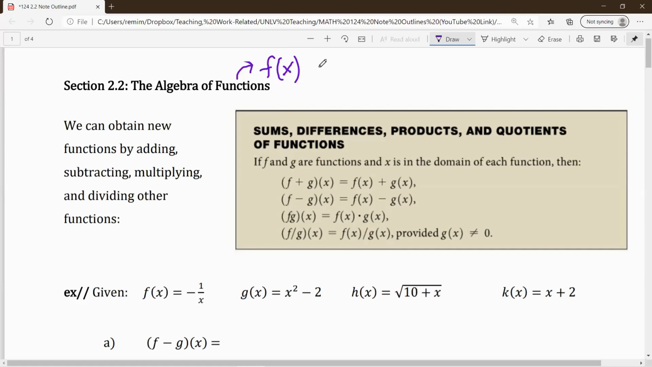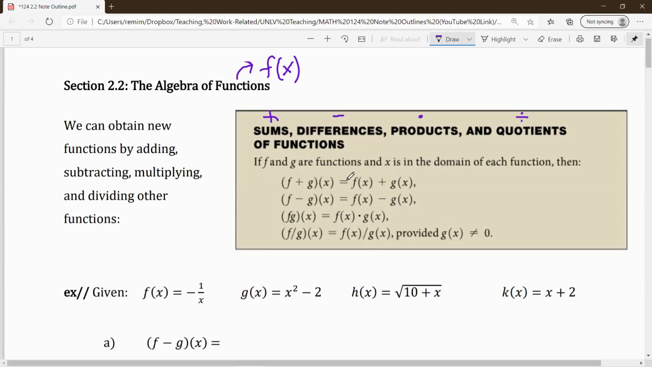Maybe we can take two functions and add them together, or subtract them, or multiply them, or divide them. So that's what this box is saying right here, is that we have sums, differences, products, and quotients. And of course, sums means we're adding, differences is subtract, products is multiplication, and quotients is basically division. And it says if f and g are functions, so we have two functions, one's f of x, one's g of x, and if x is in the domain of each function, then we have these rules down here.